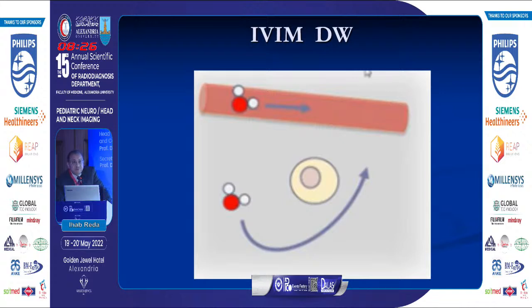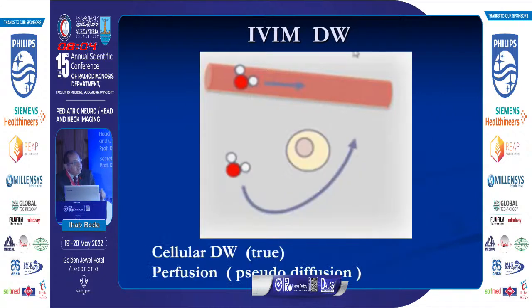But also, we have to remember there are vessels in the voxels. And inside these vessels, there are protons moving. And the diffusion sequence will measure movement of protons, whether in the extracellular space or in the vessels. So actually, the diffusion sequence will measure two types of diffusion. We will have the extracellular moving protons, which we will call cellular or true diffusion, and the moving protons in the vessels that we will call perfusion or pseudo-diffusion.